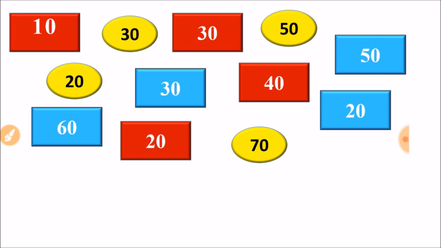As you can see, there are some boxes and some oval shape figures in this slide. You can see red boxes. How many red boxes are there? 4 red boxes, and 4 blue boxes, and yellow round shapes, also 4. So totally 4 plus 4 plus 4, 12 boxes are there. Out of 12, 4 are red, 4 are blue, and 4 are yellow.